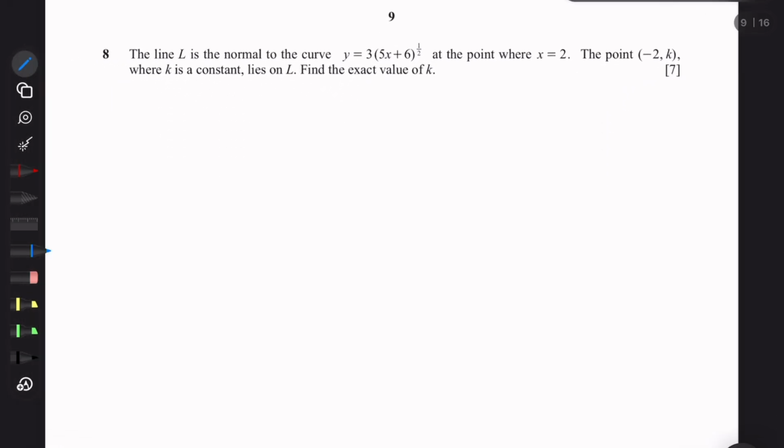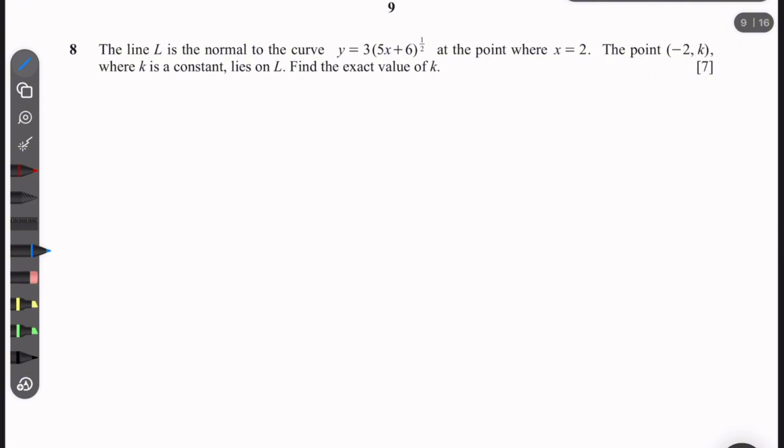Question 8, the line L is the normal to the curve at the point where x equals 2. The point minus 2, k, where k is a constant, lies on L. Find the exact value of k. Okay, so the normal to a curve means that it is the perpendicular bisector to the tangent of the curve. Firstly, we can find the tangent by differentiating.